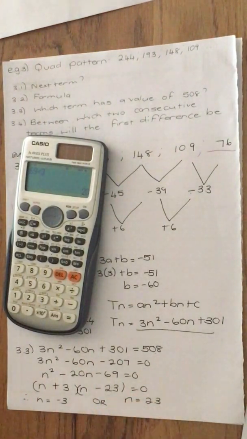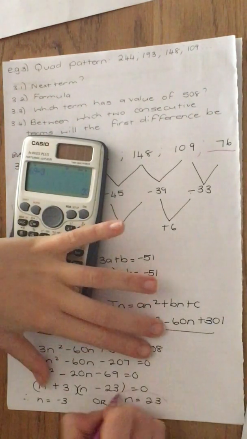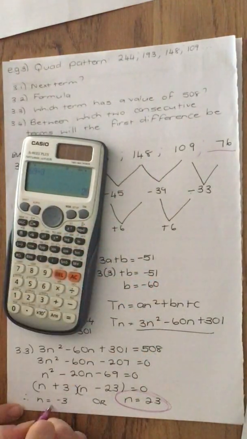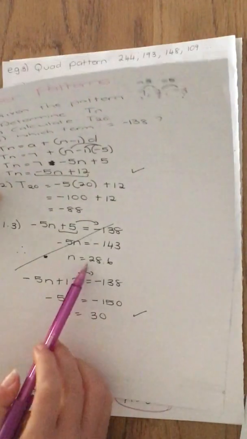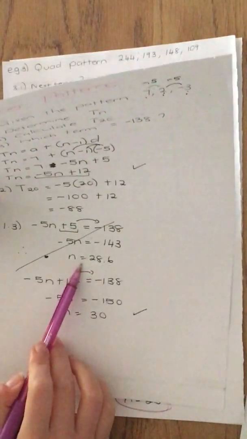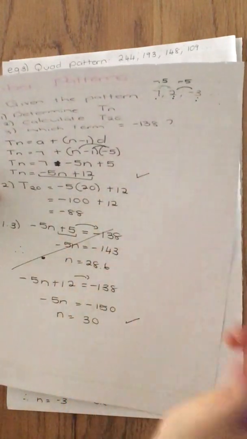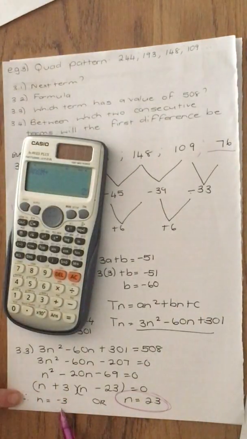So of these two answers, which one is correct? It's going to be 23, because your n cannot be negative. The same way when I made that mistake earlier. Where is it now? There it is. When I got it to be 29.6, that can't exist because it needs to be a counting number. The same thing with negative. It cannot be a negative number because it must be a counting number.